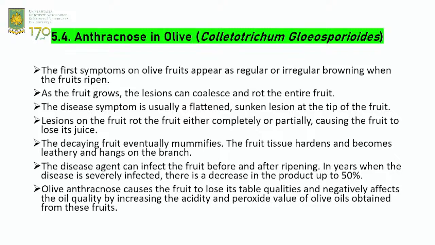Colletotrichum gloeosporioides. The first symptoms on olive fruits appear as regular or irregular sunken spots when the fruits ripen. The disease agents can infect the fruit before and after ripening. In years when the disease is severe, there is a product loss of up to 50%.